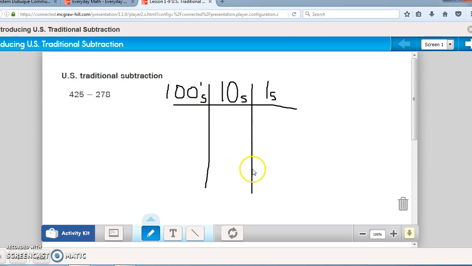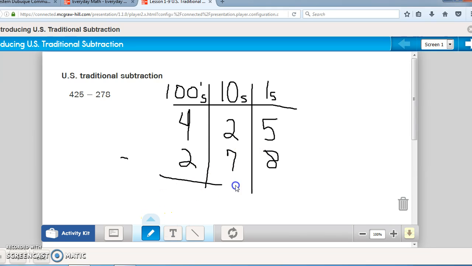So when we put this number in to solve this, we say this is 400, because we have 4 hundreds, 20, 2 tens is 20, and 5 ones is 5. And we're taking away 200, look how we say that, that's already in the hundreds place, 70 is 7 tens, and 8 ones.